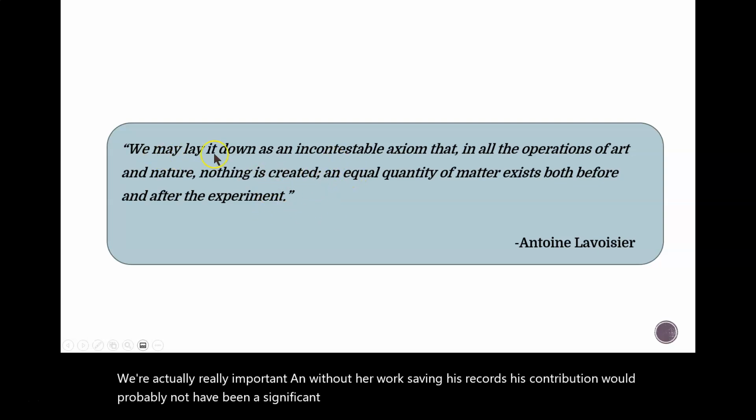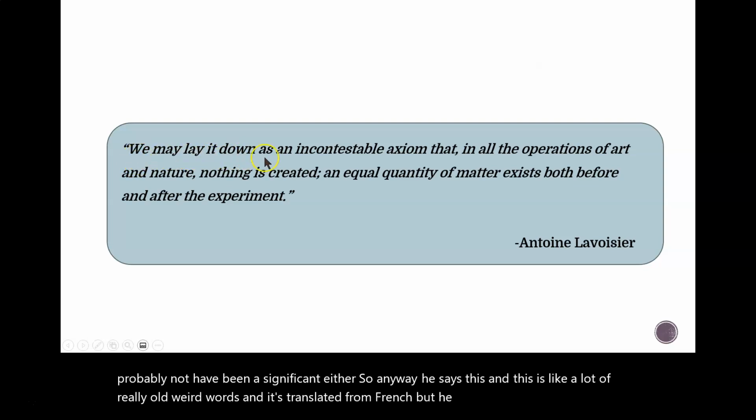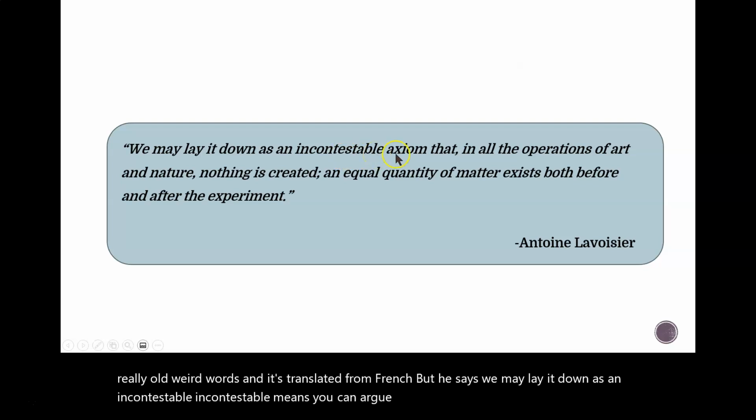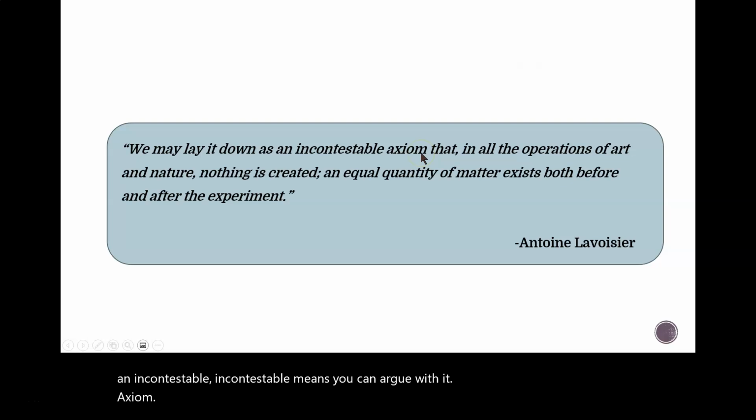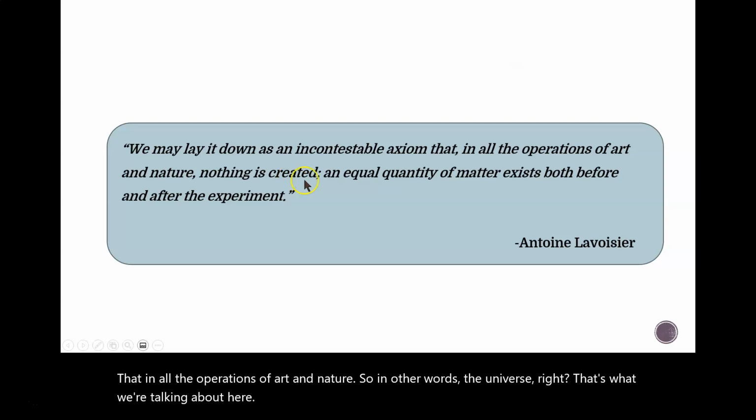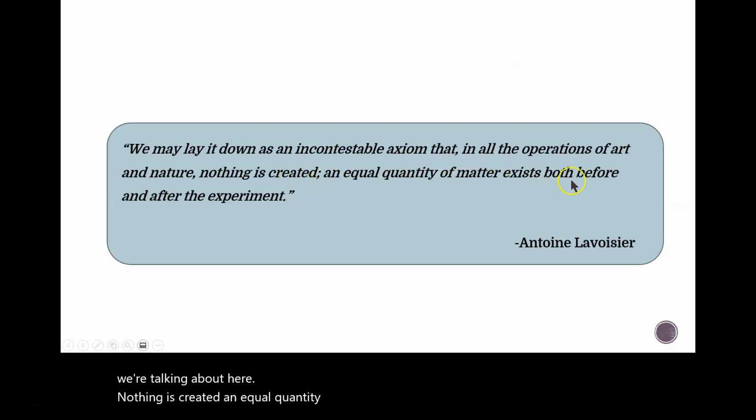So anyway, he says this, and this is a lot of really old, weird words, and it's translated from French. But he says, we may lay it down as an incontestable. Incontestable means you can't argue with it. Axiom, which means truth. So an inarguable truth is what he's saying here. That in all the operations of art and nature, so in other words, the universe, right? That's what we're talking about here. Nothing is created. An equal quantity of matter exists both before and after the experiment.